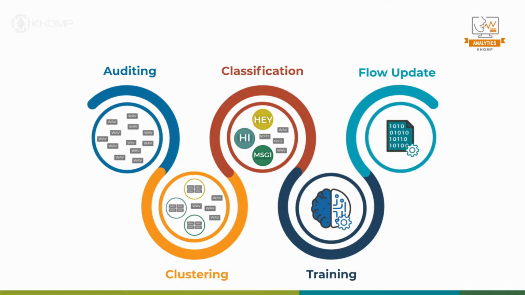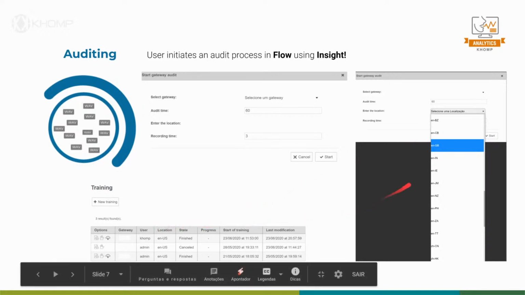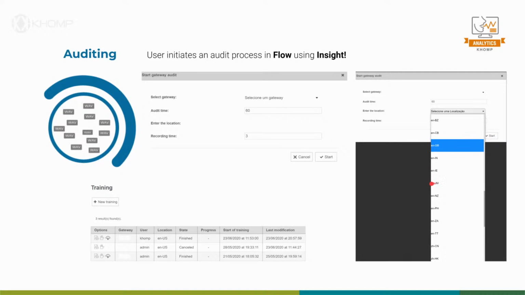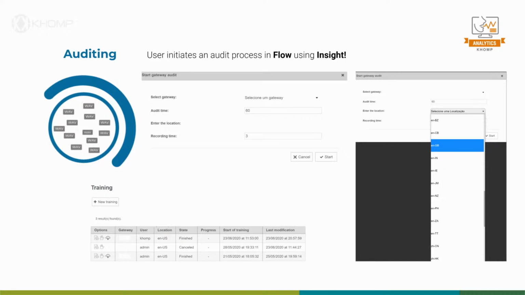Okay, so the first step is to start an audit. You are going to use our cloud BI, which we call Insight. You access that, and you start, for example, on this screen, an audit for the next 60 minutes and for the US locale. So Insight will tell Flow, okay, now you are going to record a sample of the messages for the next 60 minutes. So this is the first step.